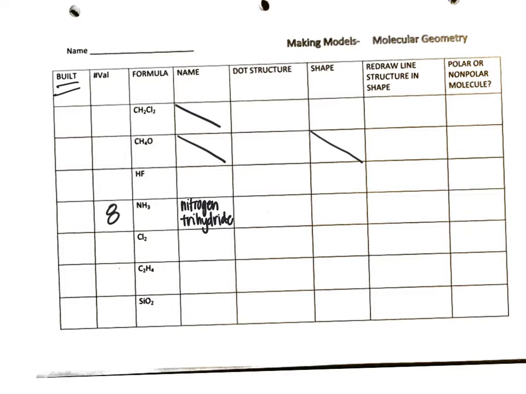When we draw the dot structure, nitrogen goes in the center, and I place its 5 valence electrons. I need to place 3 hydrogens. They each contribute 1 valence electron. So when I connect my singles, nitrogen is single bonded to each of those hydrogens.